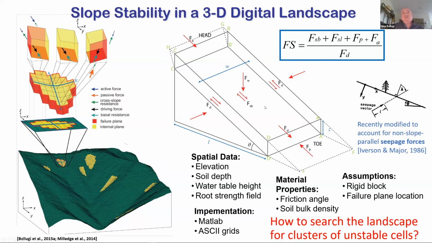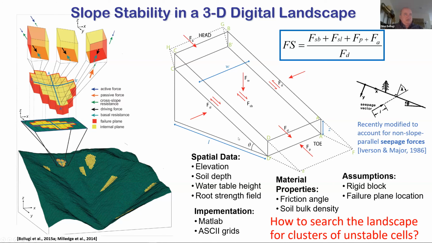can assess the stability of landslides by performing a force balance and considering resistive and driving forces and earth pressure forces and root strength and that sort of stuff. And this model takes in elevation, soil depth, water table height, root strength, and some material properties like friction angle and soil density. It's been recently modified by Dave to also account for non-slope parallel seepage forces, which are very important to represent exfiltration processes in a fashion as described by Iverson and Major back in '86.